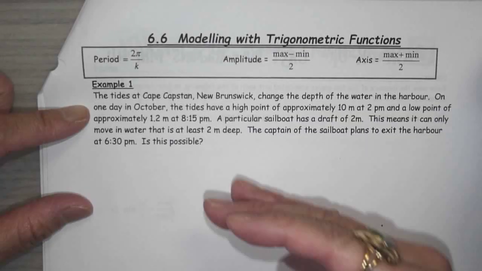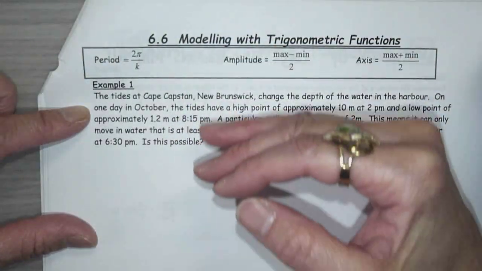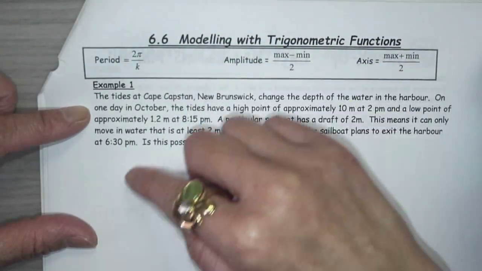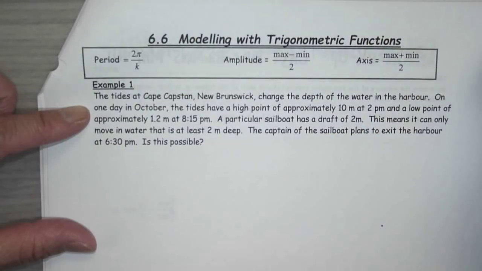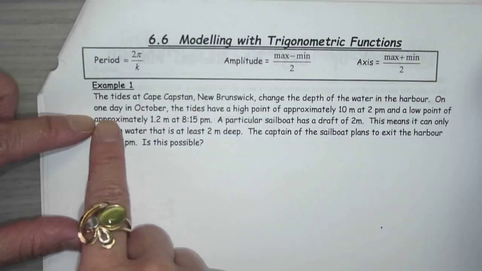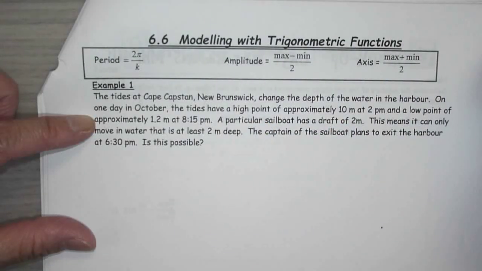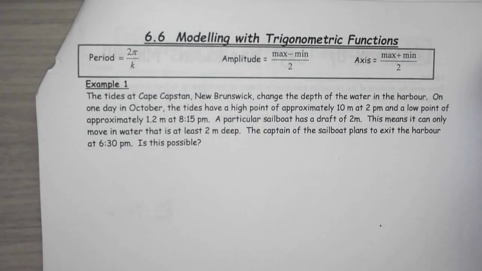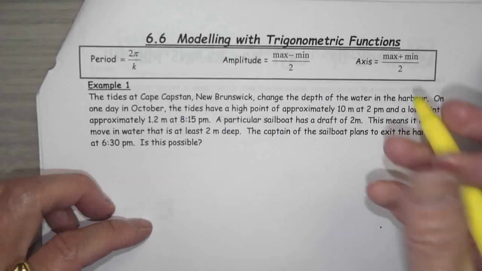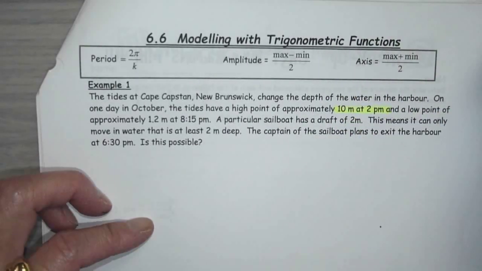This one's saying it's tides. So the tides are doing this, out, in, out, in. So anything that's doing this can be made into a sinusoidal kind of graph. So we're going out, in with the water. On the day of October, the tides have a high point at 10 meters at 2 p.m. So there you go, that's the max. So we already have the max. I'm going to highlight that. So we know it's 10 at 2 p.m.